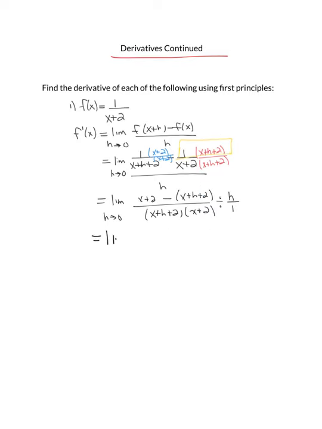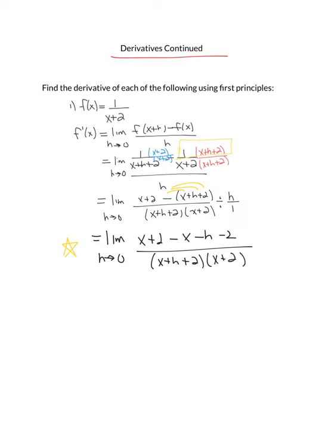Alright, so I have the limit as h approaches 0 of, and we need to remember that this negative sign needs to distribute into this entire bracket. Again, I'm going to show this line, but it's not necessary. I just want to show everyone all of my work. x plus 2 minus x minus h minus 2 divided by x plus h plus 2 times x plus 2. And then instead of a divided by h over 1, we know that if we're dividing by a fraction, we can multiply by the reciprocal, so times 1 over h.